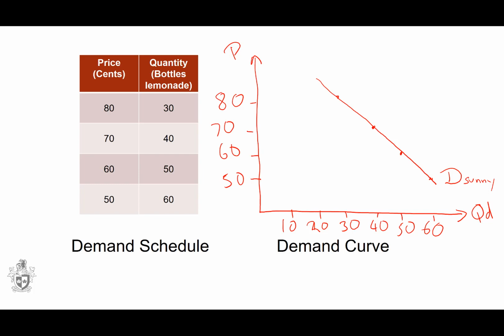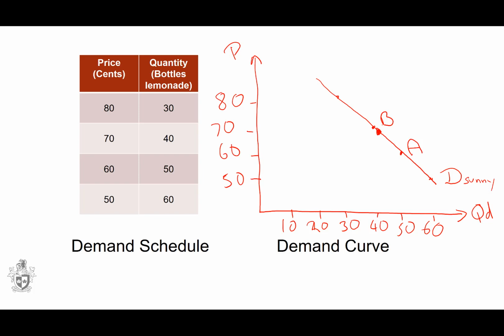So what would be a move along this demand curve? Let's take this point here, A, and let's say that they increase the price from 60 to 70. Quantity demanded falls to 40, and that would give us this point B. And what we can see is that we have moved along this demand curve. Both A and B are on the demand curve.